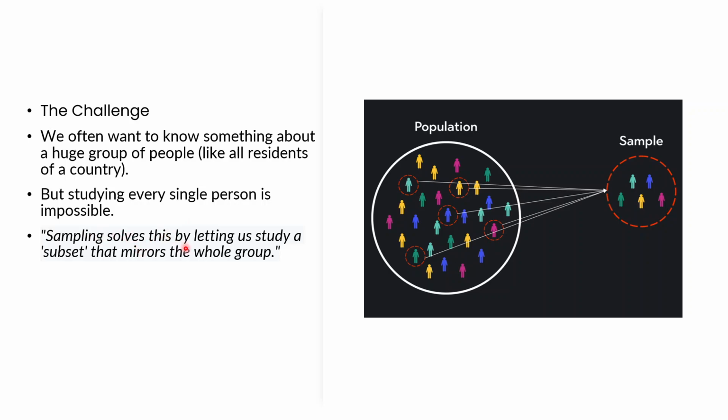Sampling solves this by letting us study a subset. We are taking a subset of the entire population. We need to make sure this subset represents or mirrors the whole group. It should be representative of the entire population. So then it will be easy for us to study a small subset and to draw conclusions about a large group.